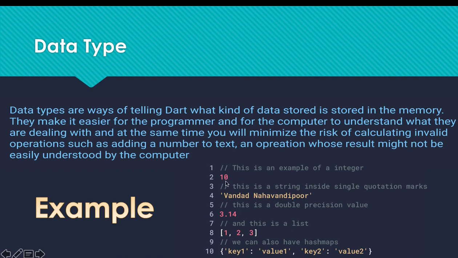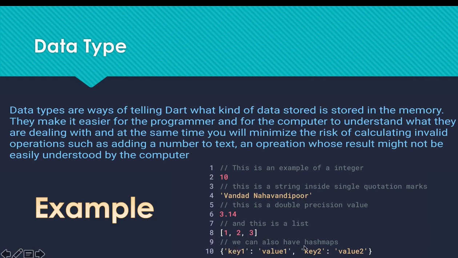Here you can see this 10. This is an example of an integer, 10, and this one is a string inside single quotation marks. As you can see the single quotes, and inside is the string. This is a double precision value, 3.14, and this one is a list. A list is represented by square brackets, and the elements inside the list can be separated by commas, and we can use the list like this.